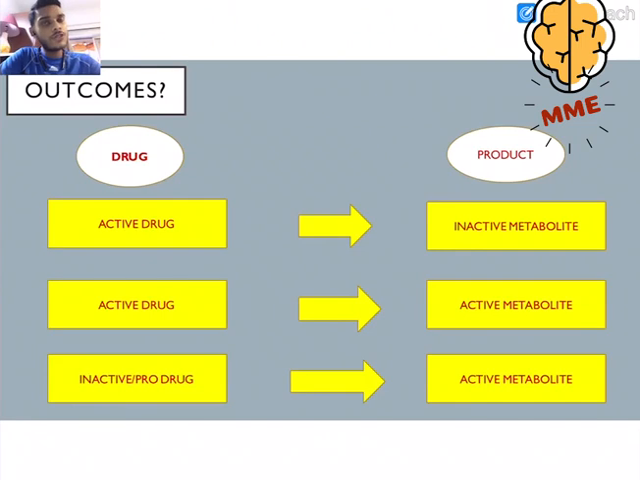Okay, so what are the outcomes of biotransformation? An active drug can be turned into an inactive metabolite, or it can be turned into an active metabolite, and finally, an inactive drug or a pro-drug can be transformed into an active metabolite.